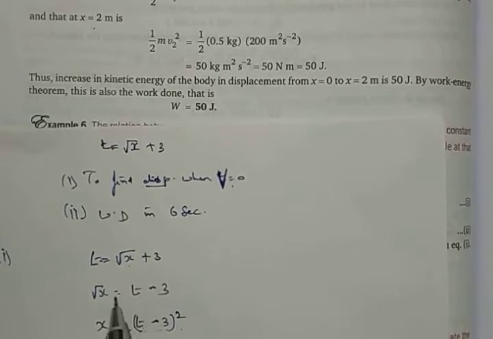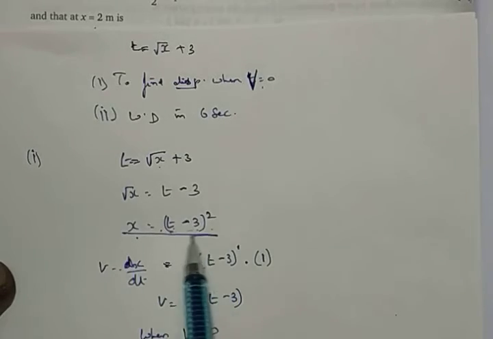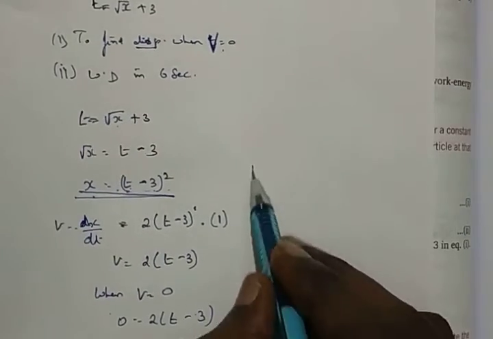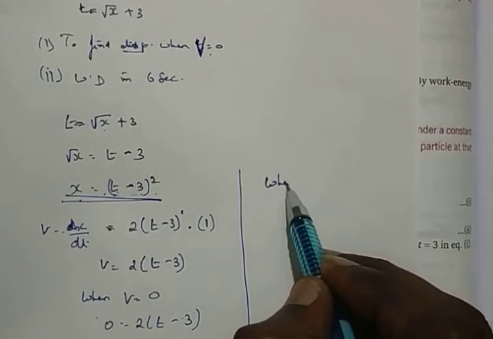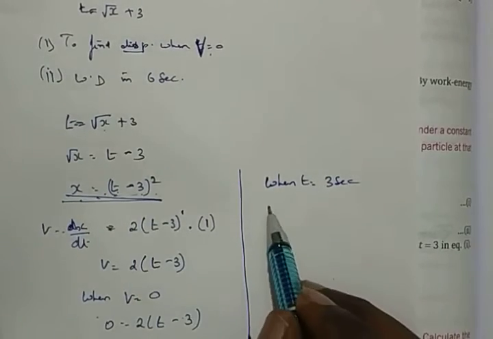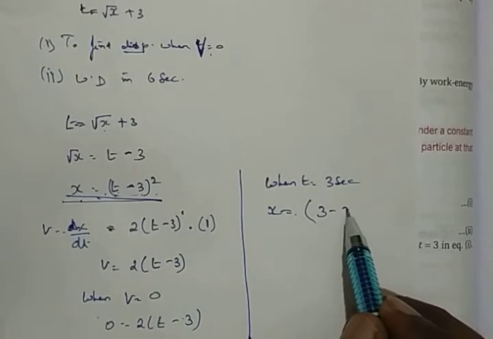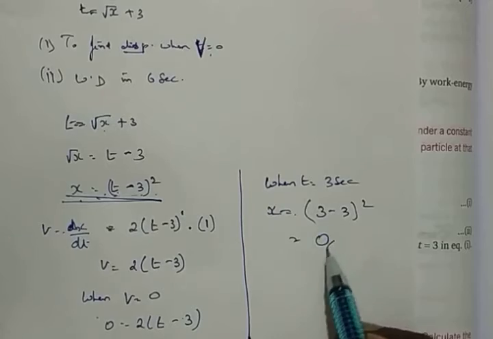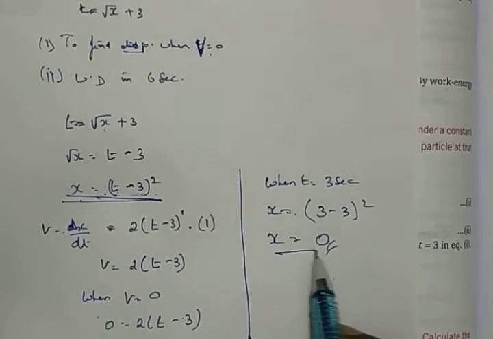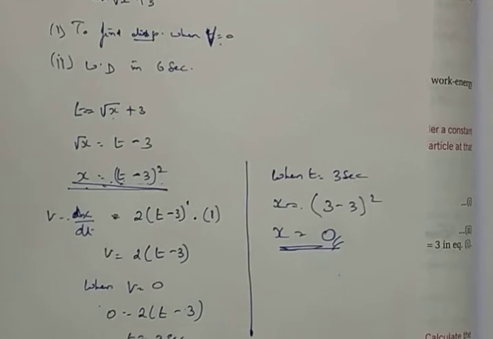We need to find out the displacement. Displacement is this value. So when t is going to be equal to 3 seconds, what is the displacement? It is going to be equal to 3 minus 3 the whole square, which is equal to 0. Displacement will be 0. That is the first part of the question's answer.